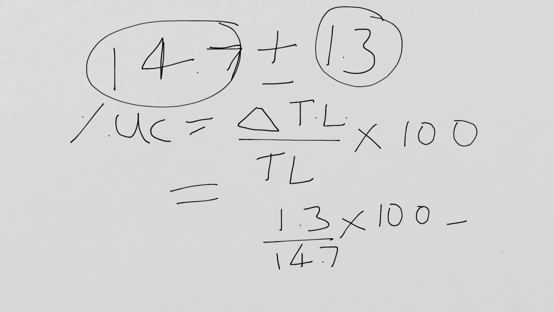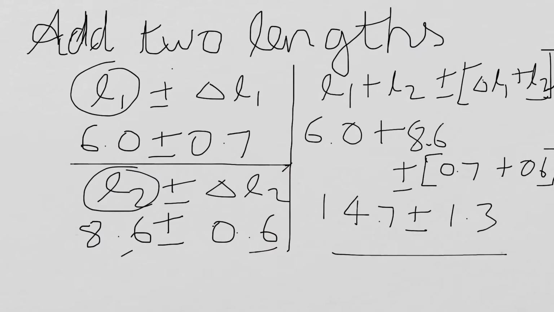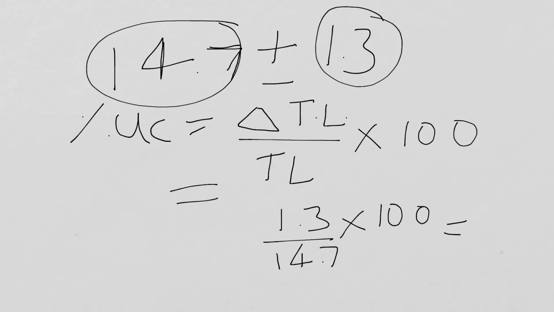That will come to 8.84 something, but the significant figure here is only 1 digit, as you can see here 1 digit, here 1 digit, and here also 1 digit after this. So you have to write it this way: the answer is coming 8.84, but you have to write it as 8.8, which is approximately 9. So the percentage uncertainty is 9%.